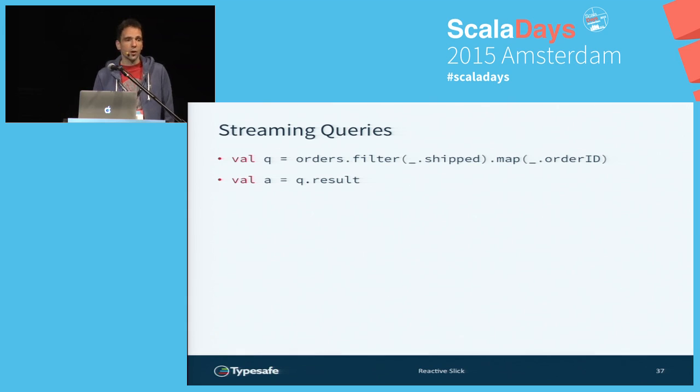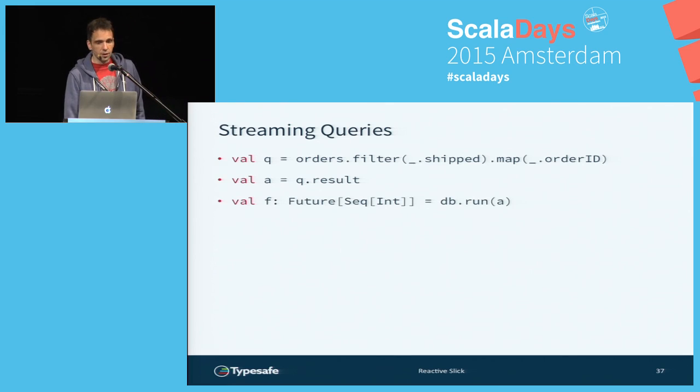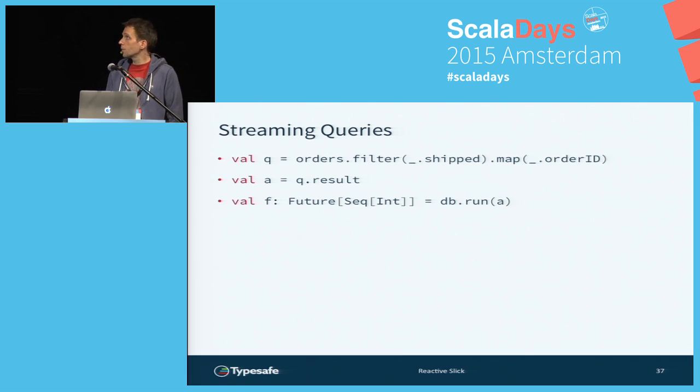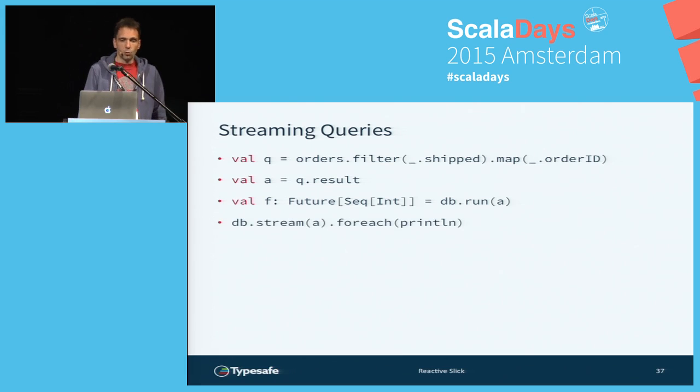That's different from the old API. You had a run method that just ran the query. Now you get a result method which converts it to a DBIO action. And you can use the db.run method that we've already seen to evaluate this and compute the result, which will be a Seq of Int in this case. But if you have a large number of results, you may want to get them in a streaming way. So instead of db.run, you can use db.stream, which is a slightly different interpreter for this monad.